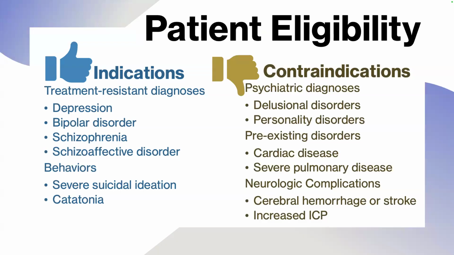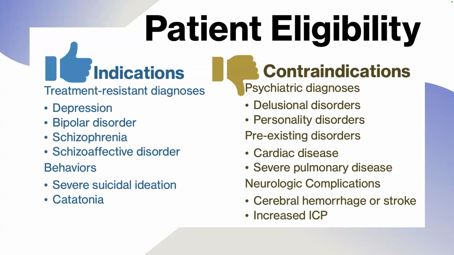So treatment-resistant depression, treatment-resistant bipolar, usually the depressive part of bipolar, treatment-resistant schizophrenia, schizoaffective disorders. You can also use it with patients that have severe suicidal ideations that are at imminent risk, and patients with catatonia, that extreme change in muscle movement. Patients with delusional disorders and personality disorders are not candidates for ECT. ECT is not going to change a personality disorder or a fixed false belief.